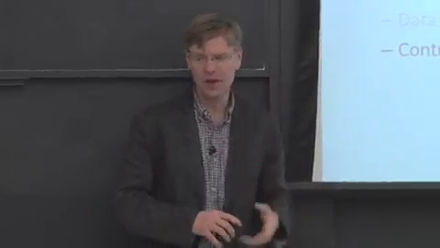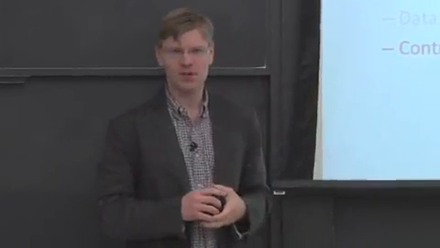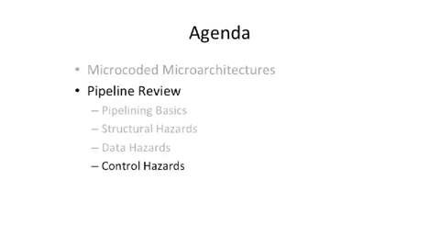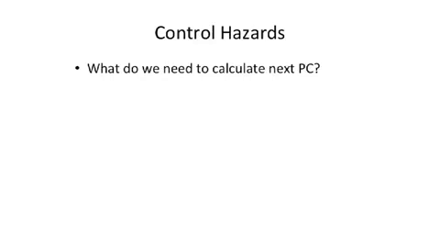And just to recap, the three different types of hazards we've talked about in this class so far. We were talking about structural hazards, data hazards, and now we're going to talk about control hazards. OK, so what exact information do we need to calculate the next program counter?